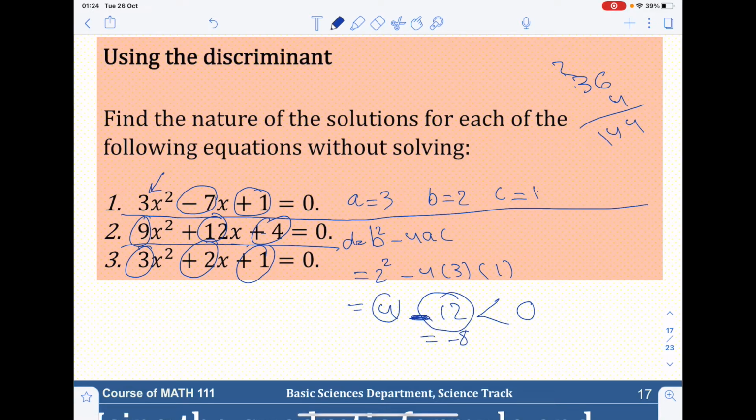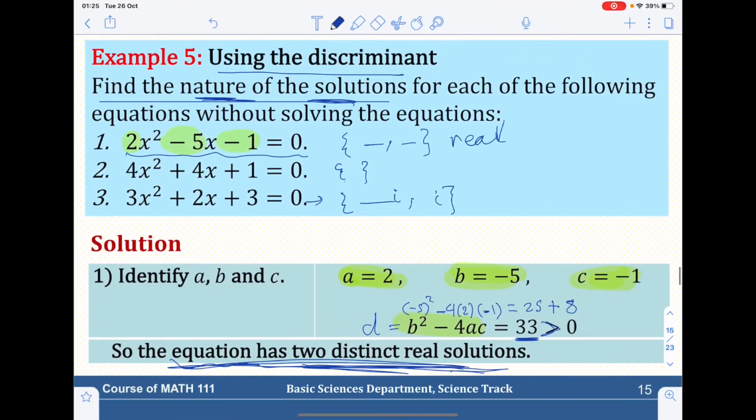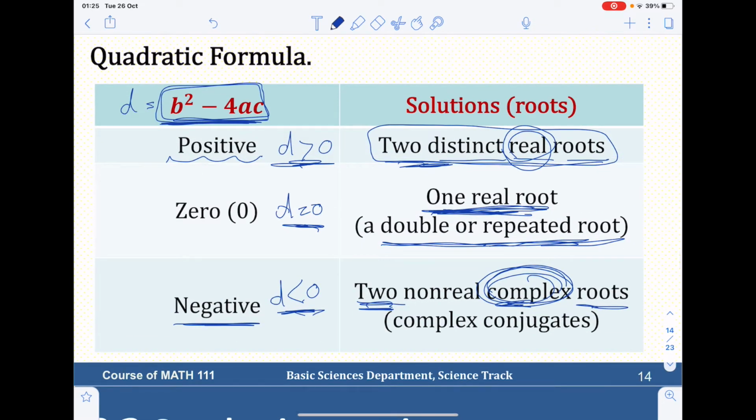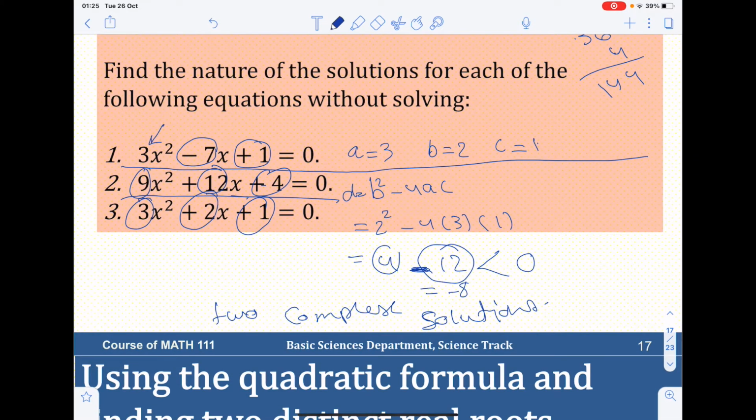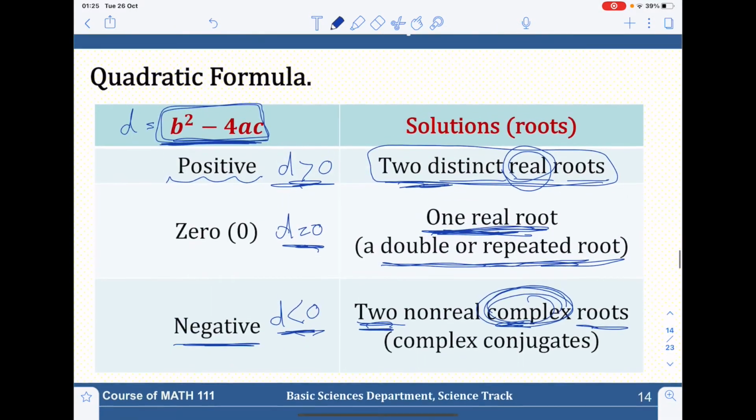So we have two complex solutions. Okay, so again, if it's less than 0, you would have two complex solutions. So you have to just revise those three statements. The first one, two distinct real roots or solutions, one real root, two non-real complex roots.